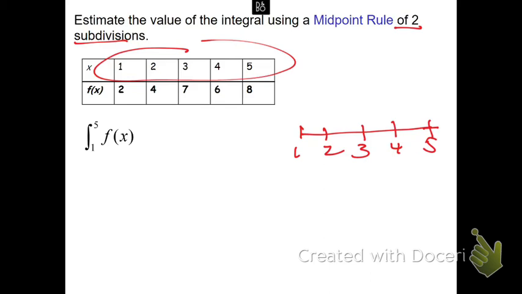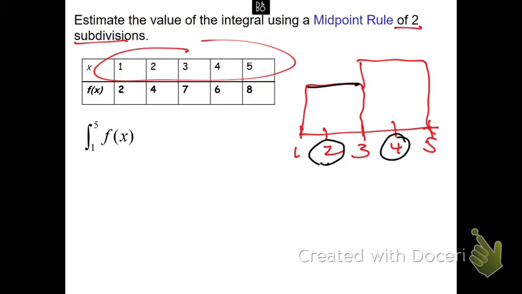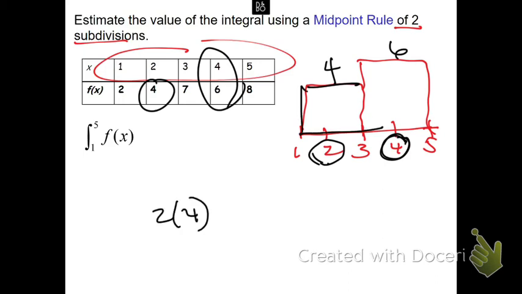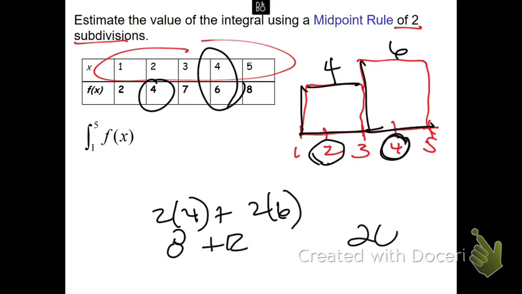And I just draw them random heights. So I'm going to say, oh, it'd have to be cut up kind of like this. Same width. Then the height of those rectangles, since this is a midpoint rule, the height is determined by the number in the middle. Go figure. So this first rectangle would have a height, whatever the height is, at 2, so it's a height of 4. The next rectangle would be the height at 4, which is 6. Now find the area. It's 2 times 4 and 2 times 6. That's a midpoint rule. So 8 plus 12, 20 is my answer.